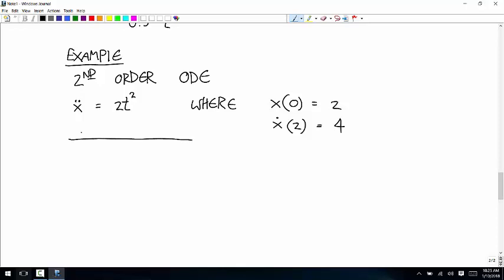So the way I'm going to think about this is I'm going to do it in 2 steps, separation of variables with each step. So I'm going to think about x double dot as d dt of x dot, right? X double dot is the time derivative of the time derivative. And this is equal to 2t squared. And so now I'm going to separate it into dx dot is equal to 2t squared dt, and integrate both sides.